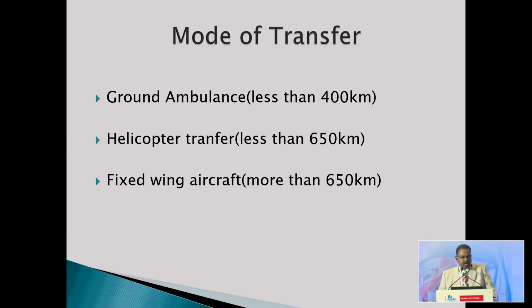And the mode of transfer can be broadly classified into ground ambulance and also air transfer. Ground ambulance services can be obtained if the transfer is going to happen within, say, 400 kilometers, or else air transfer. You can broadly classify it as helicopter transfer and fixed wing aircrafts. Fixed wing aircrafts can be used for very long distance travels.